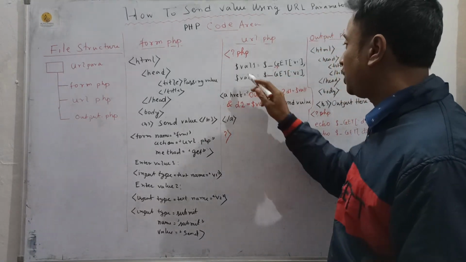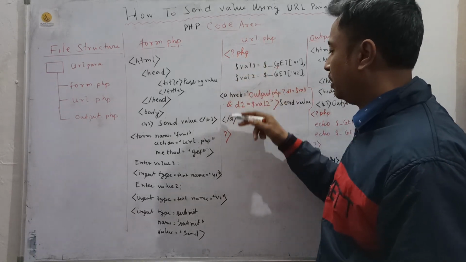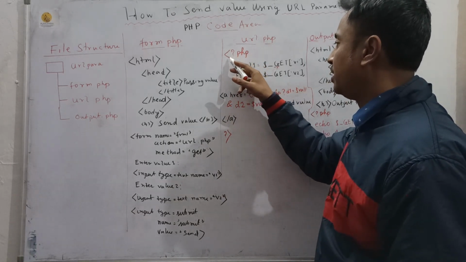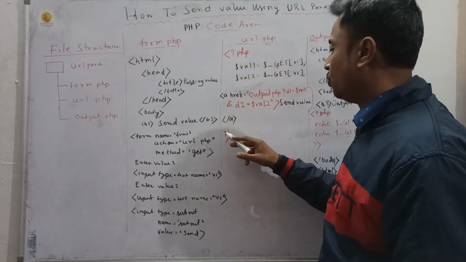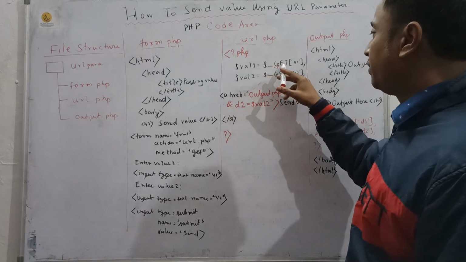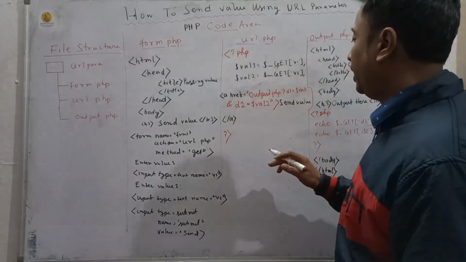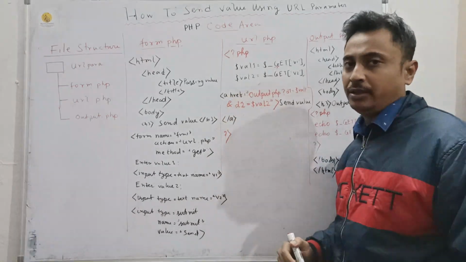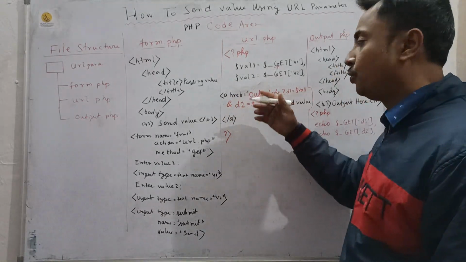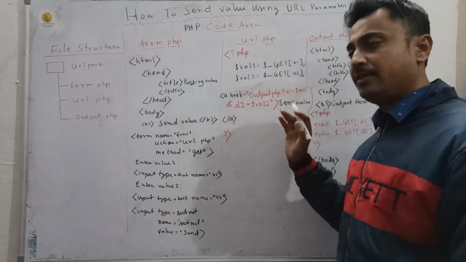First you open the PHP section, that's less than question mark php and question mark greater than. Then you use the GET method to receive those values, not the POST method. After that, you design your URL. This is very important, how to design the URL so that we can get parameters easily.